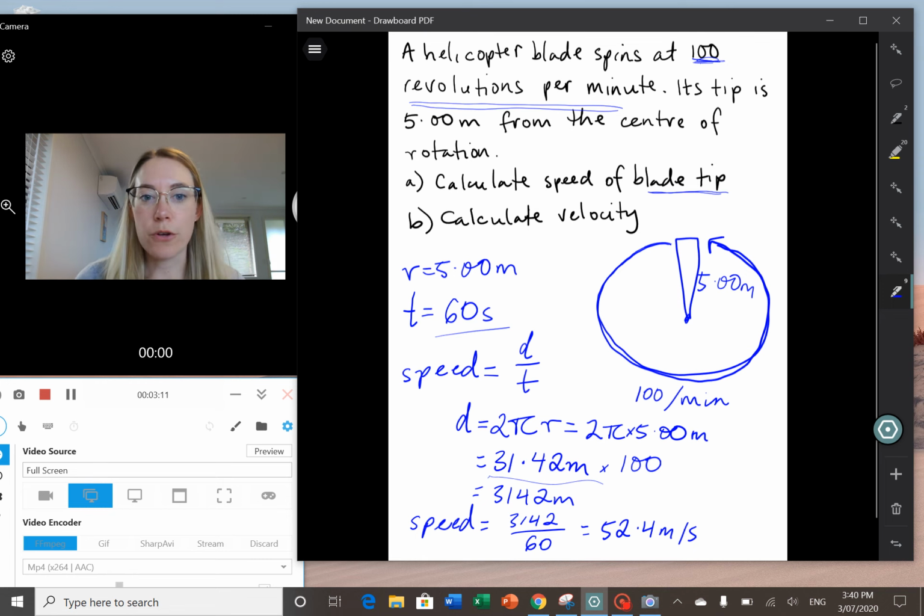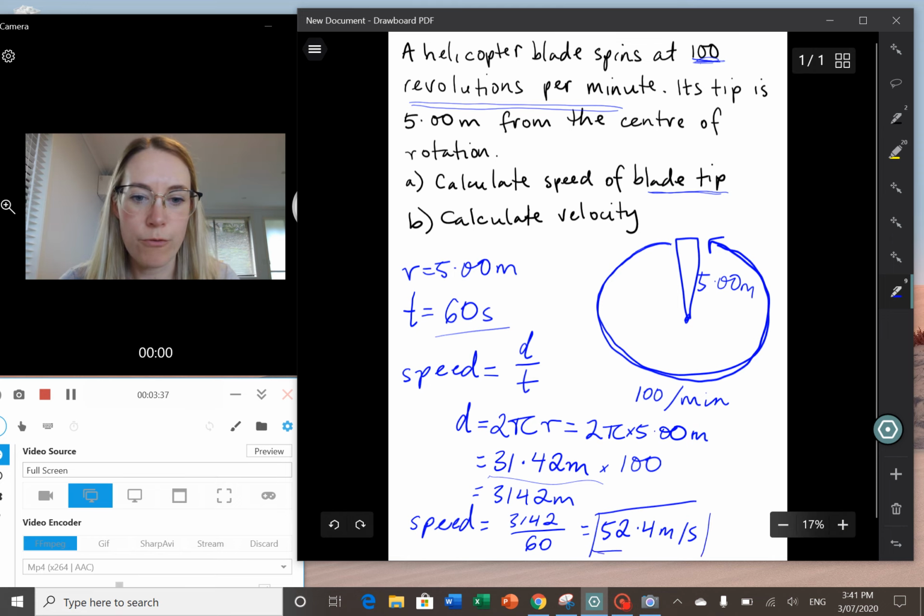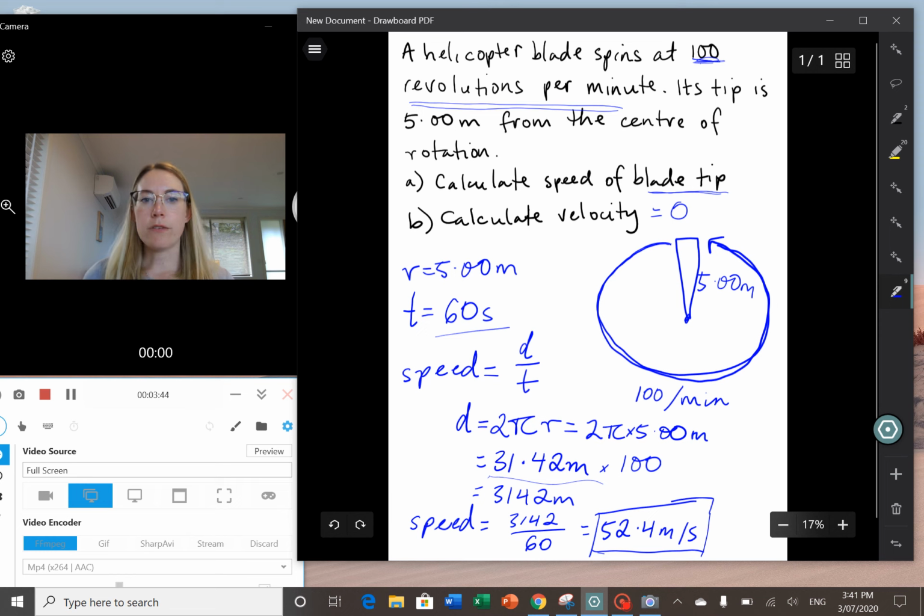Well, the definition of velocity is that it is the speed that an object is traveling in a particular direction. And in this instance, our helicopter blade is doing revolutions and it's actually finishing where it started, which means that its position hasn't changed, and so velocity is equal to 0. So the answer to part A is 52.4 meters per second, and the answer to B, I'll put up here, velocity is 0.